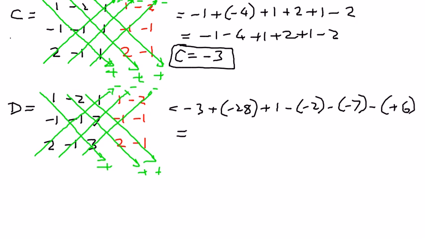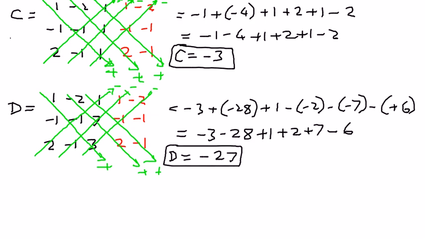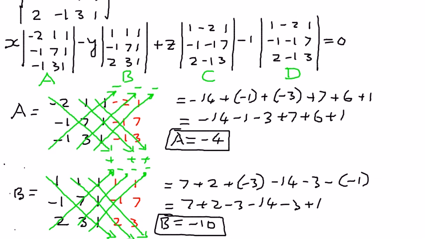So when we simplify this, this is going to be negative 3 minus 28 plus 1 plus 2 plus 7 minus 6, isn't it? So negative 3 minus 28 plus 1 plus 2 plus 7 minus 6. When we simplify the math here, this is going to come out as equal to negative 27. This is D. Now we started to say that this is A, this is B, this is C, and this is D.